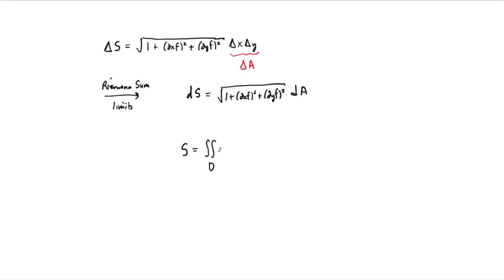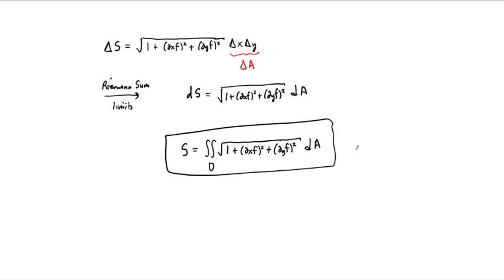And so this surface area is then given by this double integral: the square root of 1 plus, again, I'll keep using this notation, dxf squared plus dyf squared, integrated over the entire domain with respect to area, dA. So this is our surface area integral when our surface is given by the graph of a function.